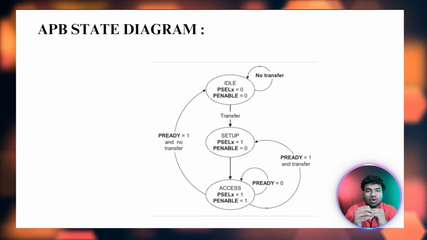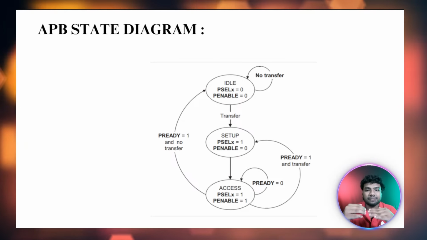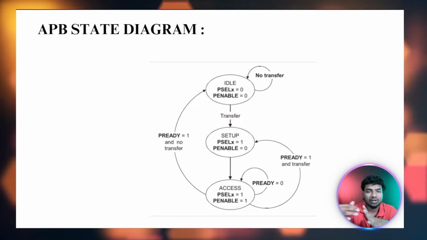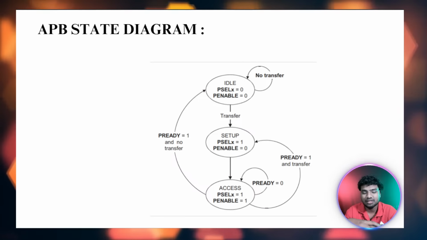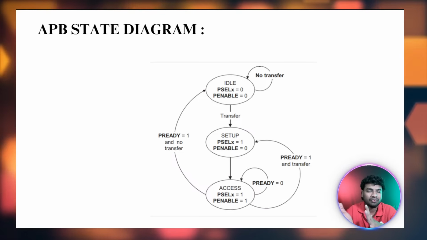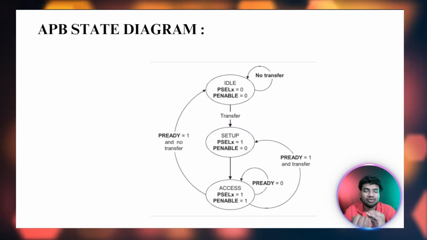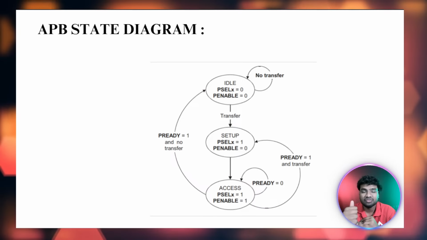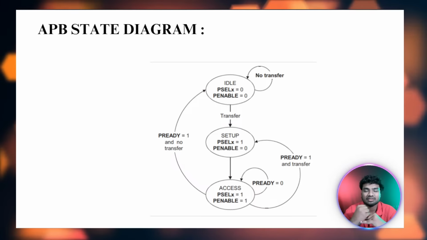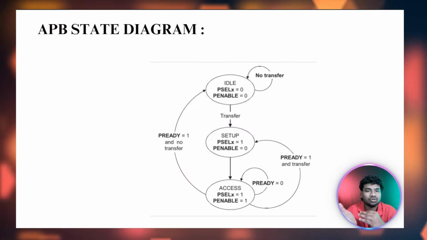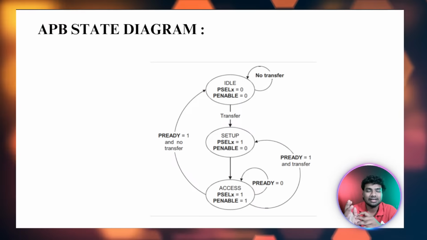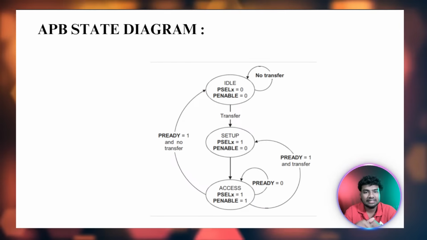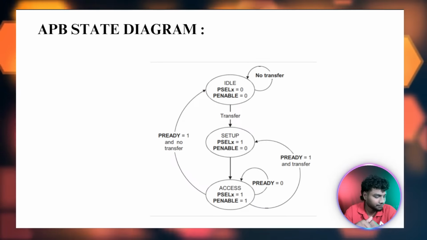How can we define the idle state? If PSEL and also PENABLE are both 0, we can say that the bus protocol is in the idle state. PSEL equal to 0 means we don't know which slave the master has to communicate with. And PENABLE is 0. If PENABLE is high, only then can the master make the transfer. If PENABLE is 0, no process will happen. So if the PSEL and PENABLE signals are both low, that means 0, we can say that it is an idle state.